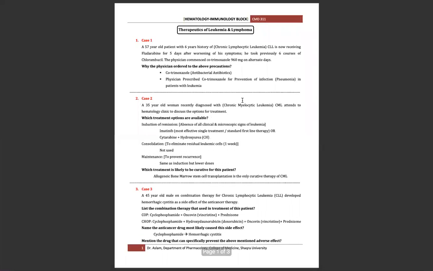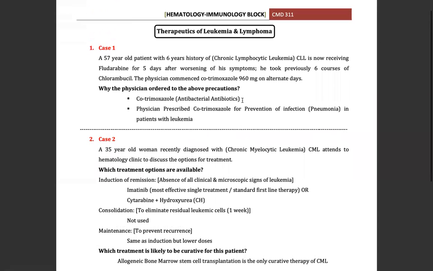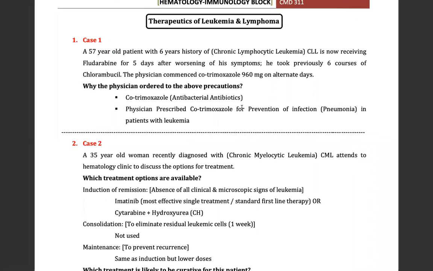therapeutics cases of leukemia and lymphoma. The first one is case 1. A 57-year-old patient with a 6-year history of chronic lymphocytic leukemia is now receiving fludarabine for 5 days after worsening of his symptoms. He previously took 6 courses of chlorambucil. The physician commenced cotrimoxazole 960 milligrams on alternate days.